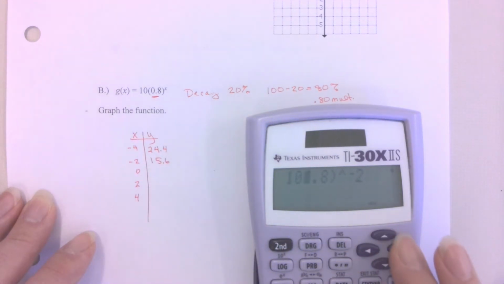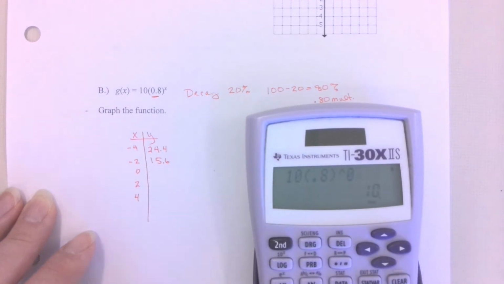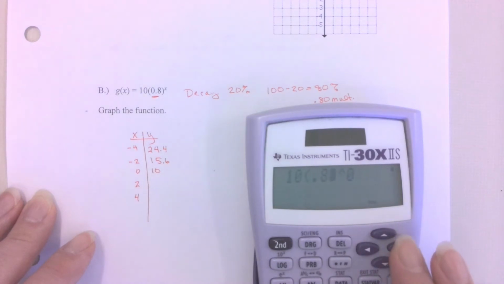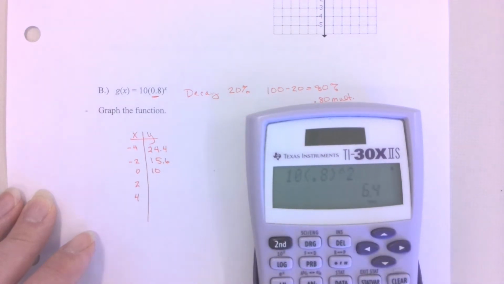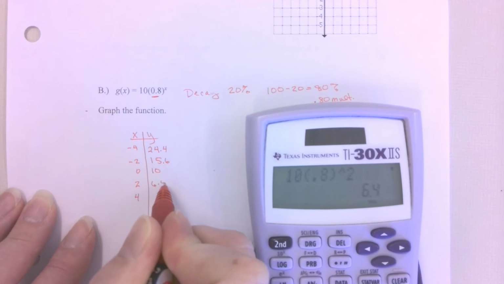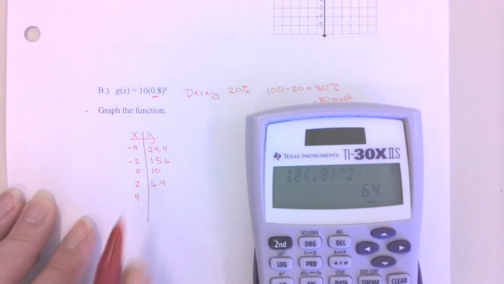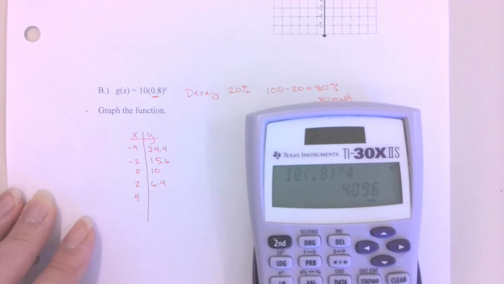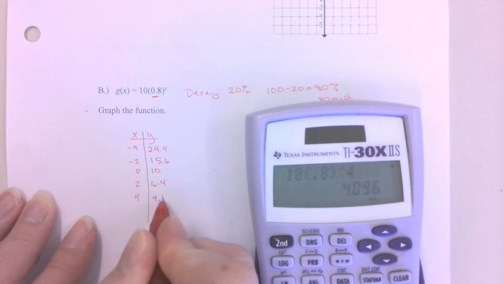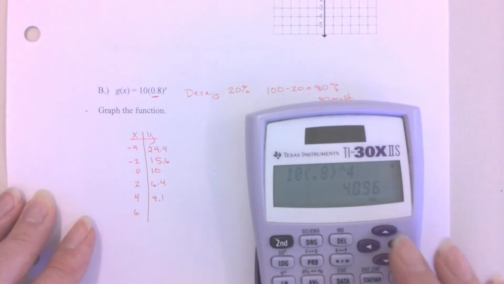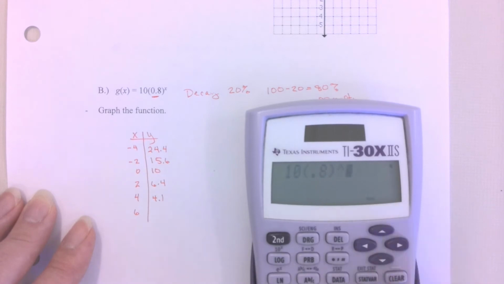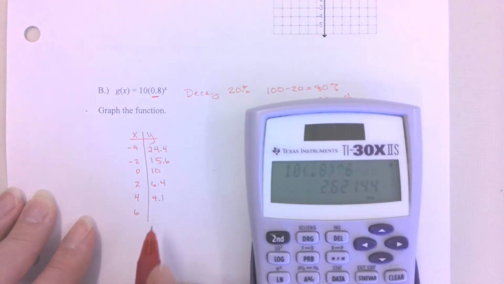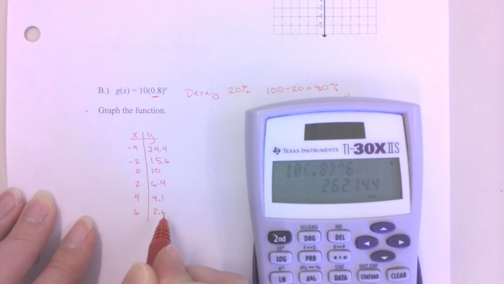All right, let's come in and put 0 in. I get 10. All right, still a little big for my graph, so let's see what happens when we put 2 in here. I get 6.4. Okay, so we know where this is coming from. Go ahead in and put a 4. I get 4.1. And I'm going to go ahead and jump to 6, just so I get a better idea what's happening. And I get 2.6.